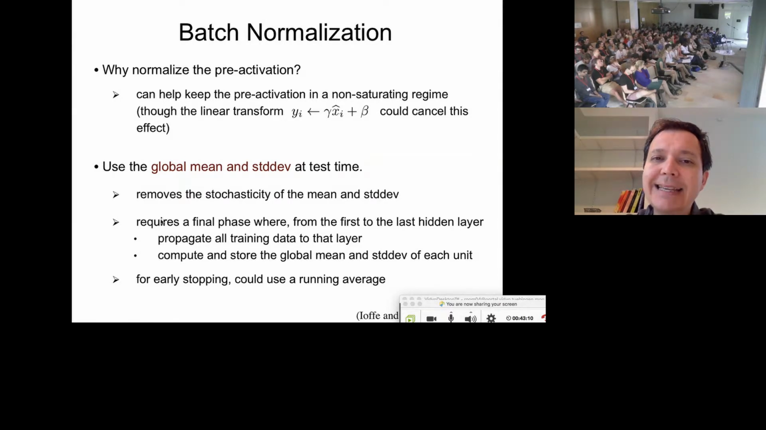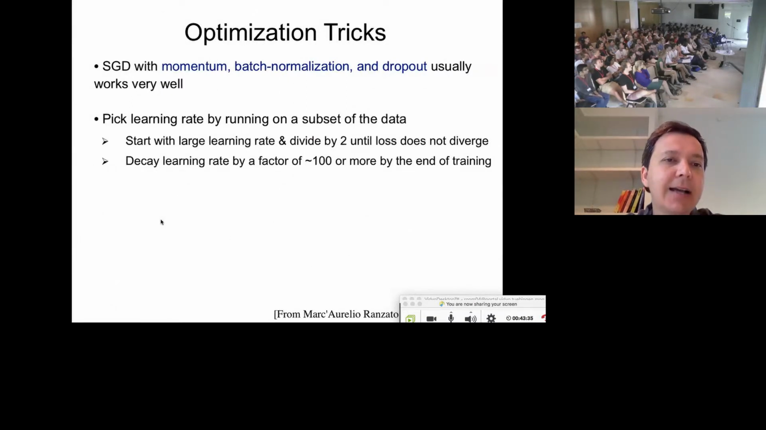So this technique, as I mentioned before, combining dropout and batch normalization with momentum is the state of the art right now in terms of optimization across a lot of different data sets and a lot of different application areas. So this is exactly what I've mentioned.